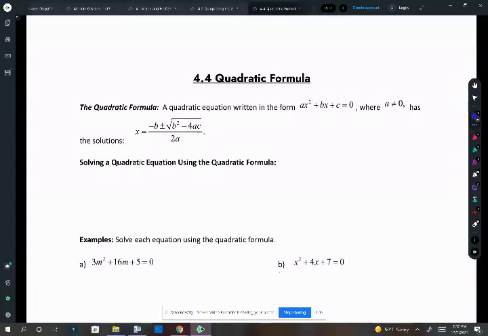So 4.4 is on quadratic formula. If you remember in 4.3, we worked on finding the discriminant. And remember we talked about how our quadratic equation always looks like ax squared plus bx plus c. In order to find the discriminant, we are just finding the value that's underneath our root. And so we found b squared minus 4ac.